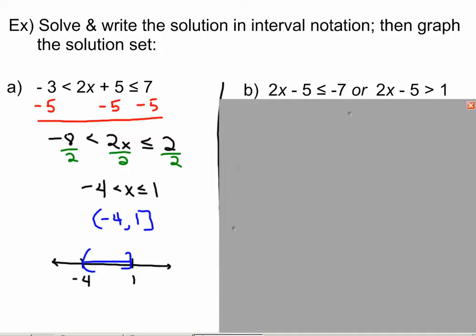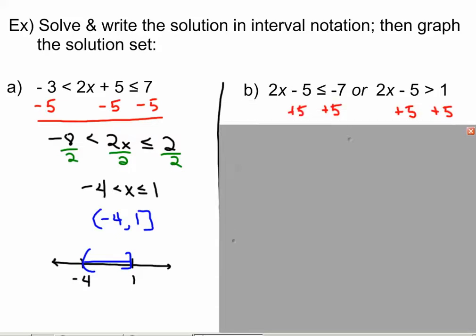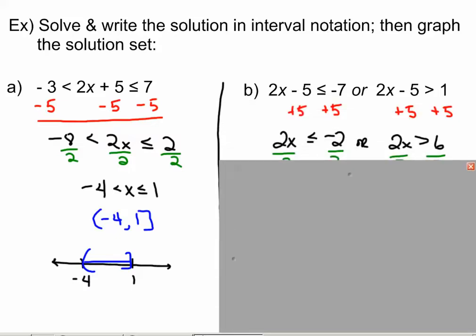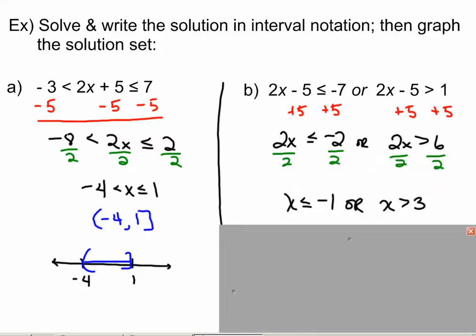All right, let's take a look at this one over here. In this one, I'm actually solving 2 separate inequalities. We're going to, again, add 5 — in this case, actually add 5 instead of subtract 5, sorry. We're going to add 5 to both sides here, we're going to add 5 to both sides here, and we come up with 2 new inequalities. First one's 2x is less than or equal to -2, or 2x is going to be greater than 6. We want to get x, so we're going to have to divide everything through by 2, and we get 2 new inequalities. X is less than or equal to -1, or x is greater than 3.